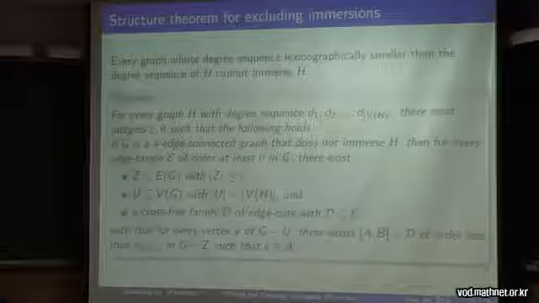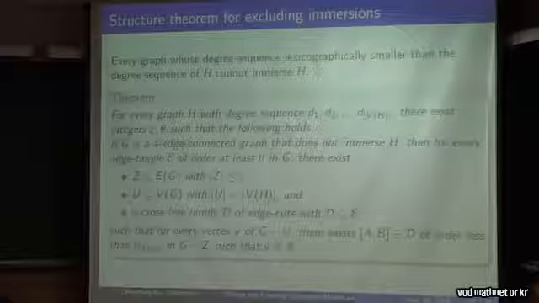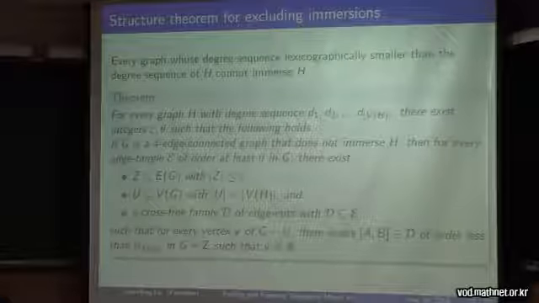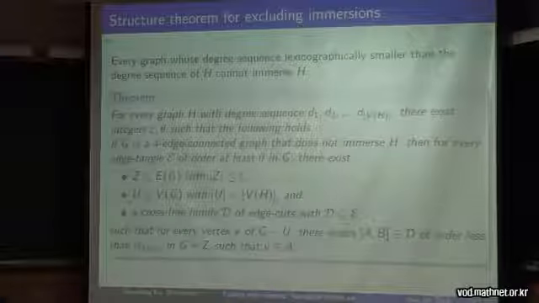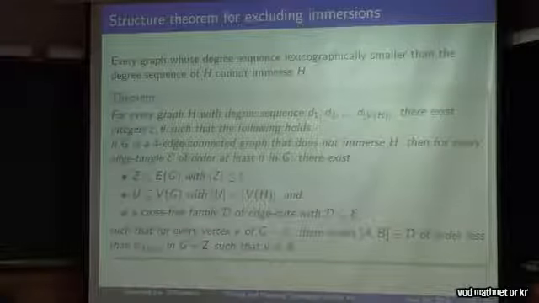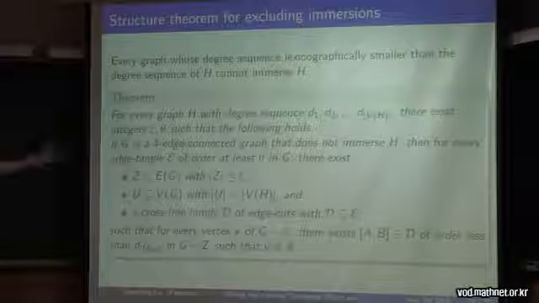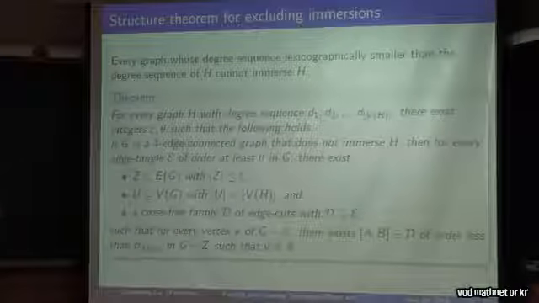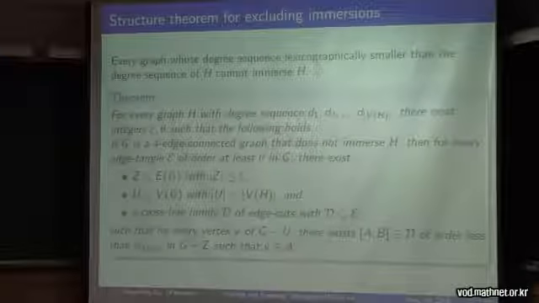Okay, but the converse is not true. If a graph has degree sequence smaller than H, it doesn't mean G cannot immerse H. But in a 4H-connected graph, it's almost true in this sense. So it's a theorem for any graph H with this degree sequence.